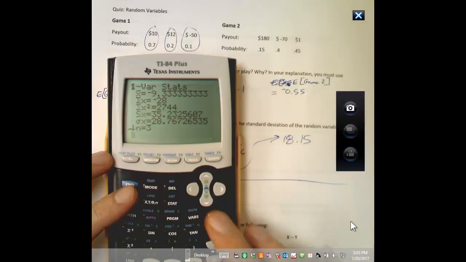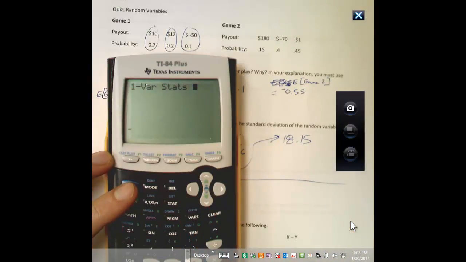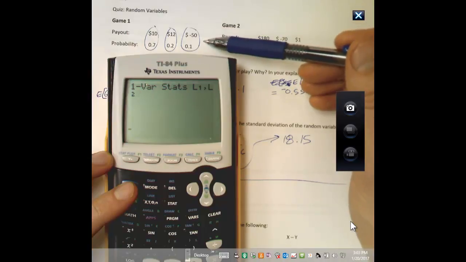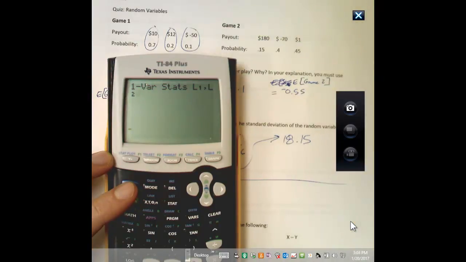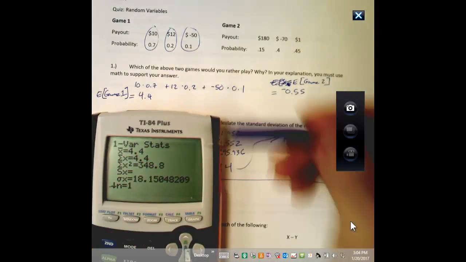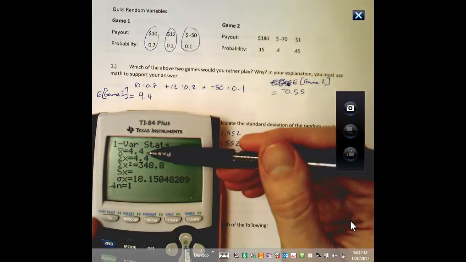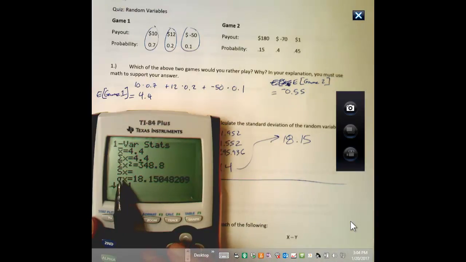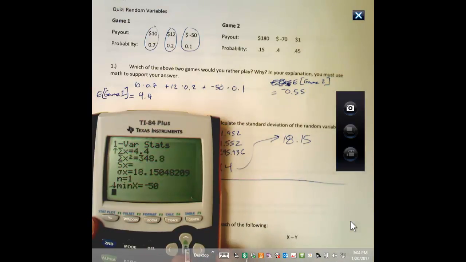So what I want instead is one variable stats, and if I specify list 1 and list 2, it knows that I want to treat list 1 and 2 as the x's and probabilities of a random variable, of a probability distribution. Okay, so I get the 4.4 that we calculated here. I see that here as my mean, and I see my 18.5 right here as my standard deviation. And that little sigma is the standard deviation. I don't know about the rest of that. We don't have to care about that.